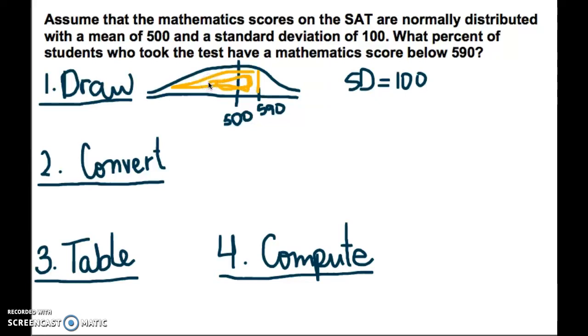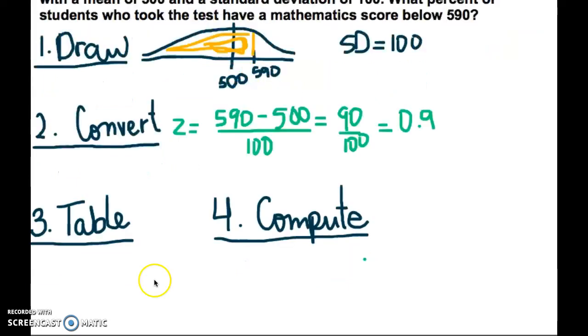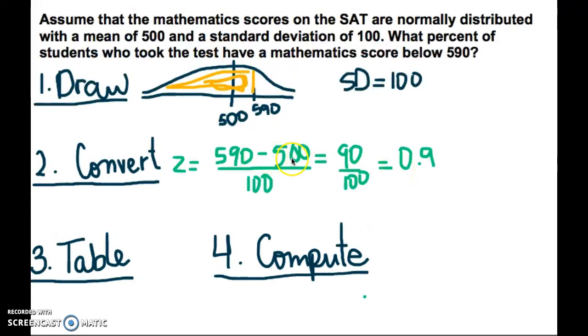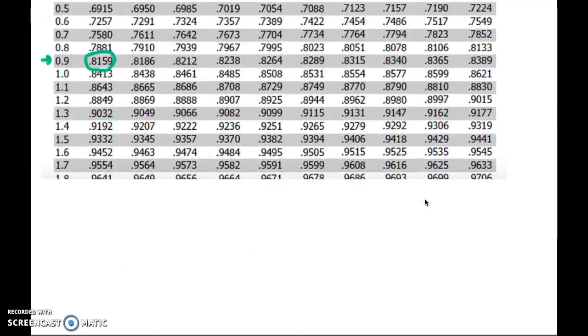Okay, so the first thing we're going to do is convert my 590 into a z-score. Having a look at this problem here, 590 take away 500 is 90. Remember, it's the value in question, take away your mean, divided by your standard deviation. You want to find the z-score for the 590. So 590 take away 500 divided by 100 is 90 divided by 100, which simplifies to 0.9. So there's my decimal. That's my z value that I'm going to look at in the z table down here.